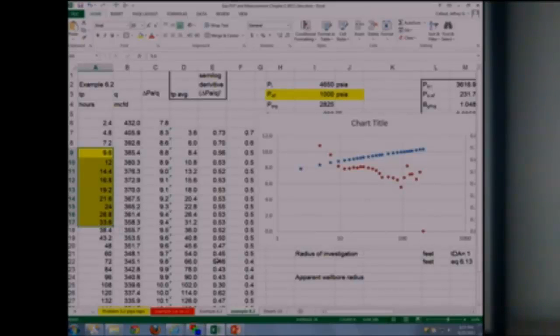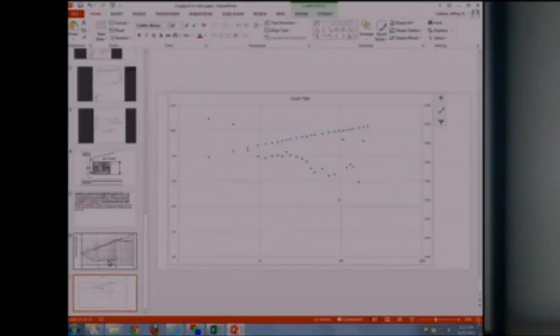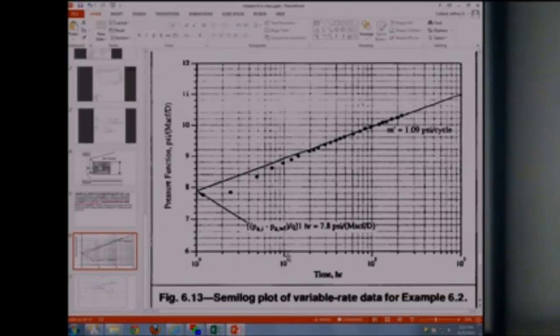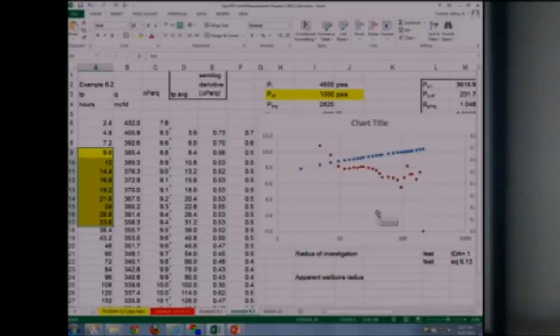Now let's look at their plot. I think they had a semi-log plot, didn't they? Time in hours, 0, 1, that's 10. See, I would tend to actually use slightly different data than they did. But I'm not done yet. But this gives you an idea how we do this.